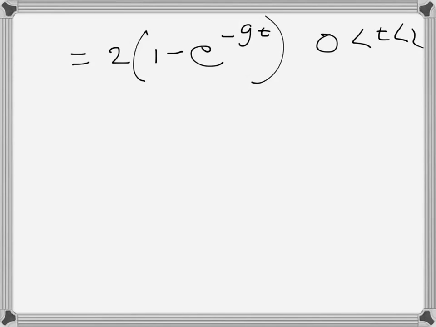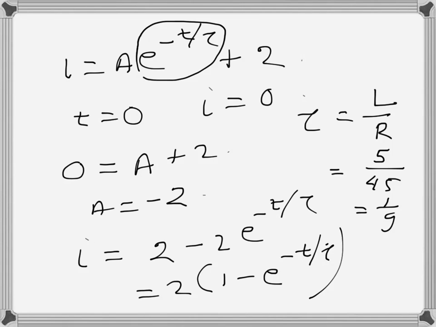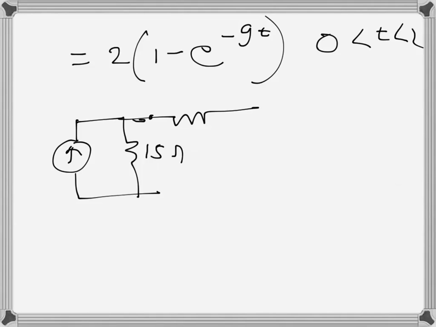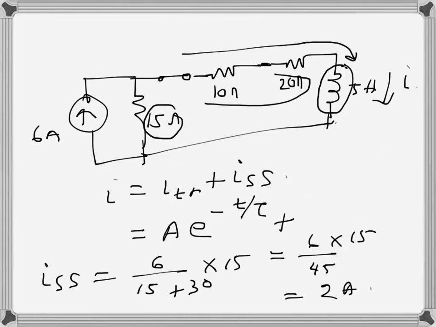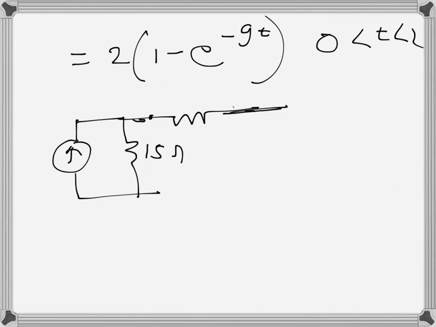Now when the second switch is closed, the first switch is already closed, so after t equals 2 the circuit becomes like this. This one is again still 15 ohms there, 10 ohms there, this switch is closed and that switch is closed, so the 20 ohm resistance here is shorted out. So we have just 10 and then 5, so we have here 10 ohms and then 5 Henry inductance.